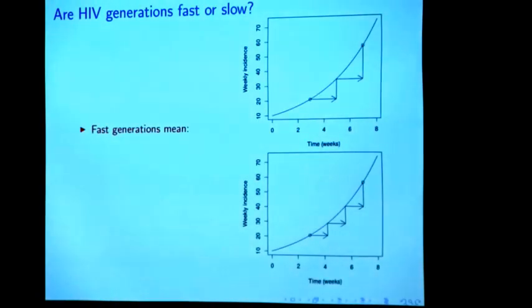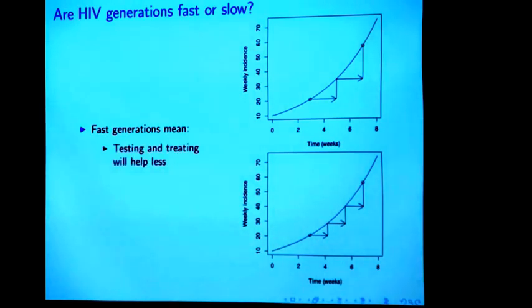So when people started asking that, the first thing they asked is, are HIV generations fast or slow? You have HIV for about 10 years, but you may be highly active either biologically or sociologically for the first few months of that. And there's a lot of debate about how much HIV transmission happens early versus late, and that's going to have a big effect on how quickly you have to find people, get them to be tested, and treat them. So fast generations mean that testing and treatment will help less.